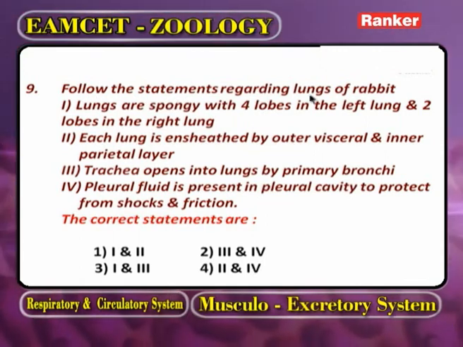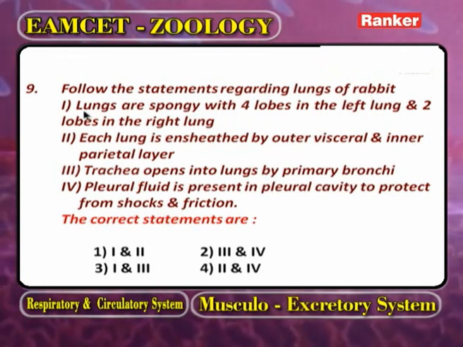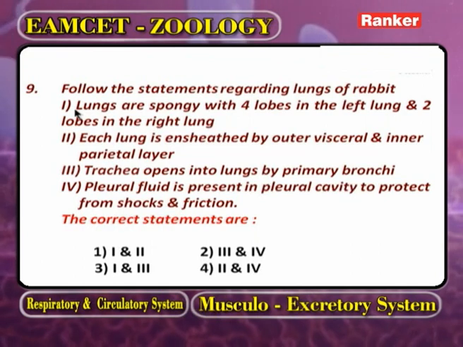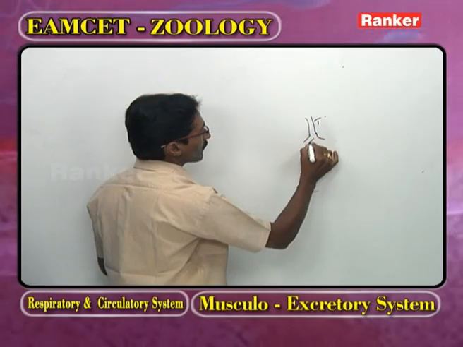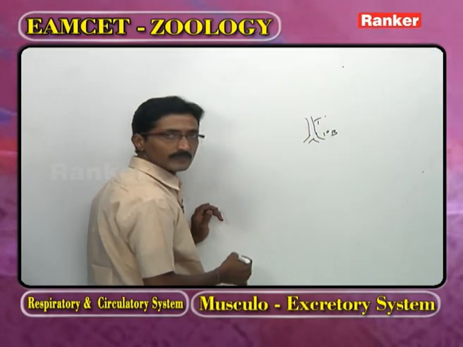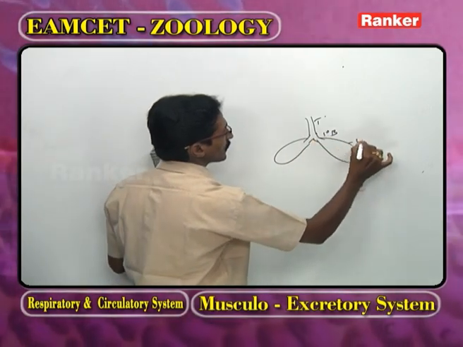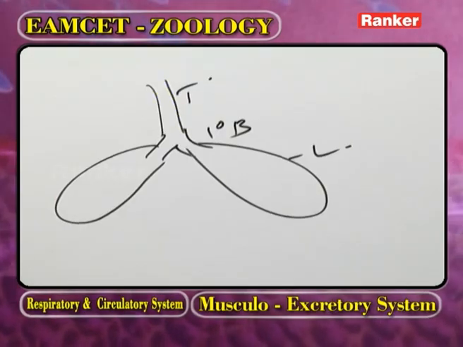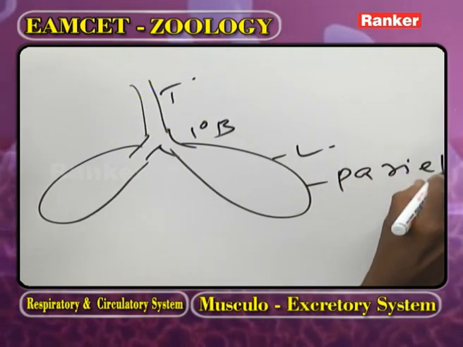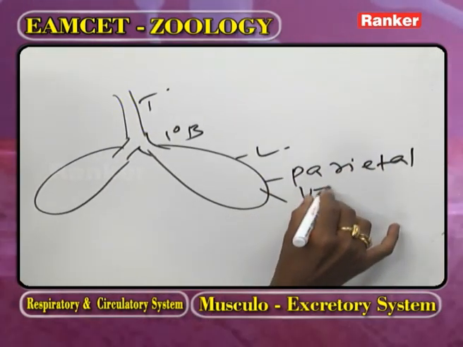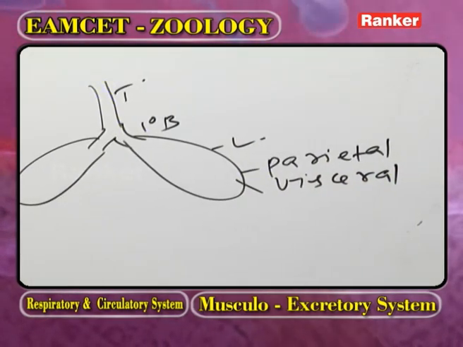Follow the statements regarding the lungs of rabbit. What are the statements given? Now as we observe the lungs in the mammals, this part we call it as trachea. The trachea divides into primary bronchi. Now the primary bronchus enters into the corresponding lung. Now each lung is covered and protected by outer parietal layer and inner visceral layer. These two layers are pleural layers derived from mesoderm.